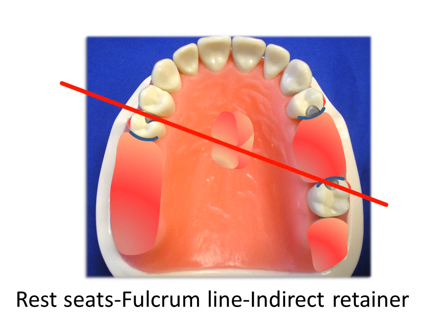Once the fulcrum is located, we can identify the location of the indirect retainer. Here, we see that the bicuspid rest is ideally situated to function as the indirect retainer.